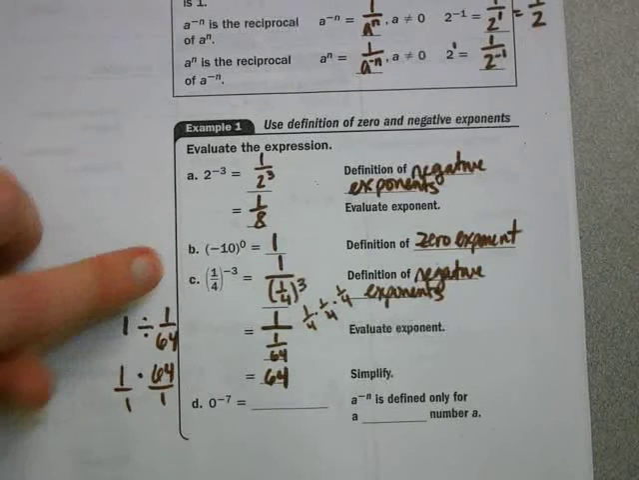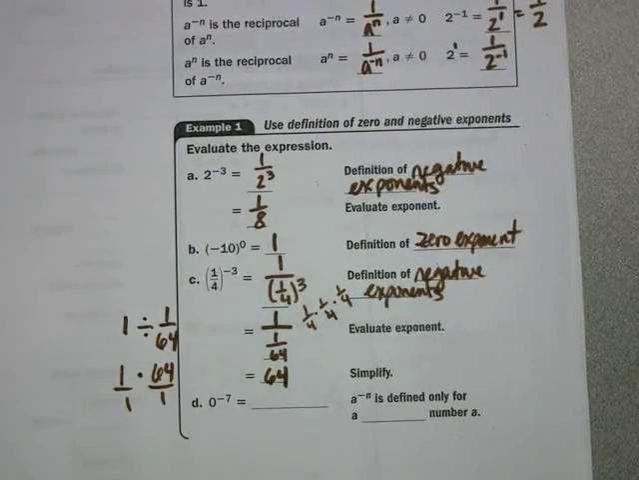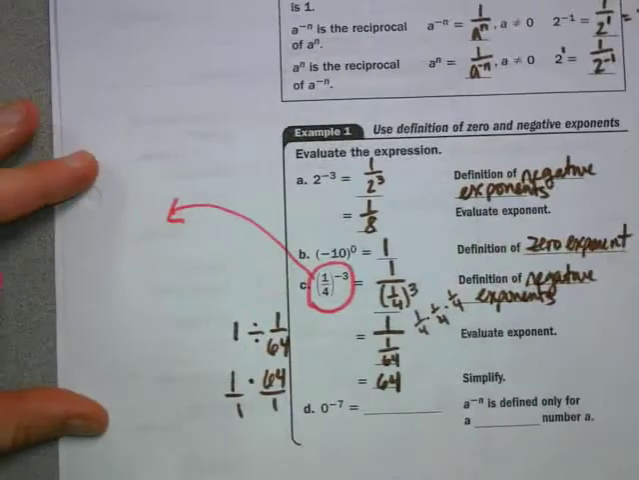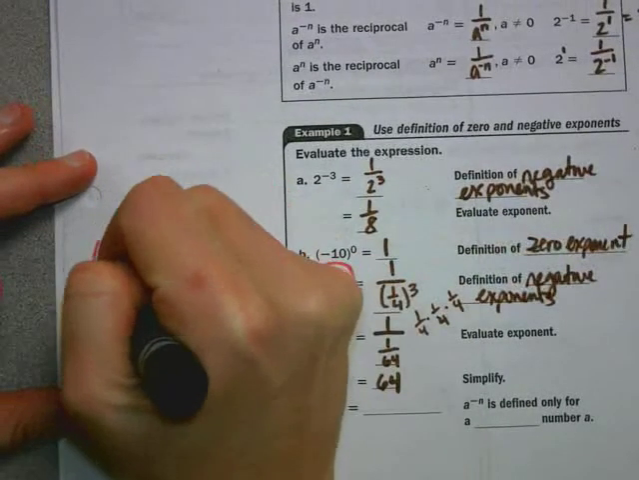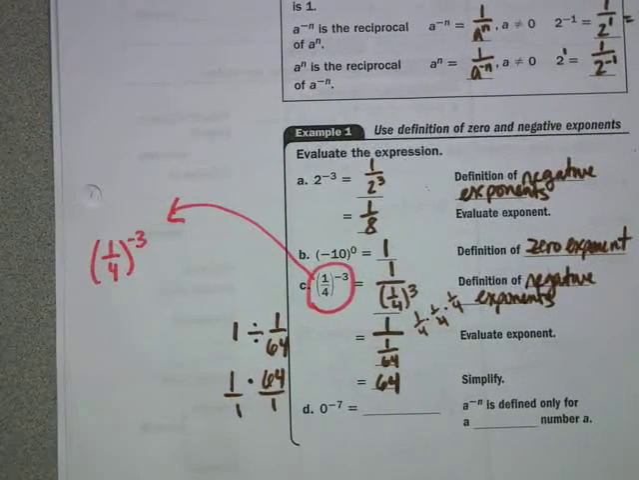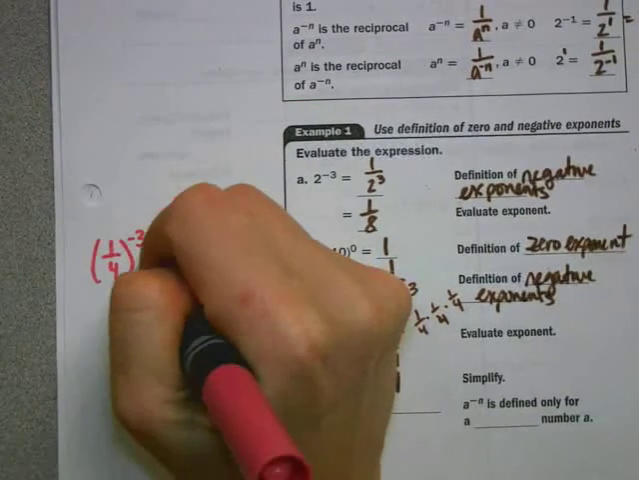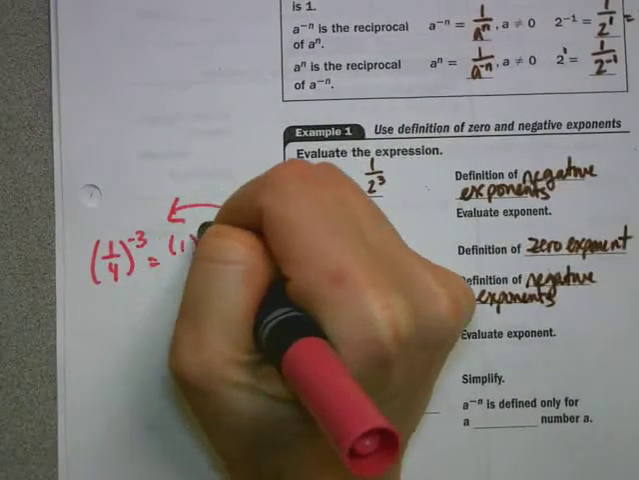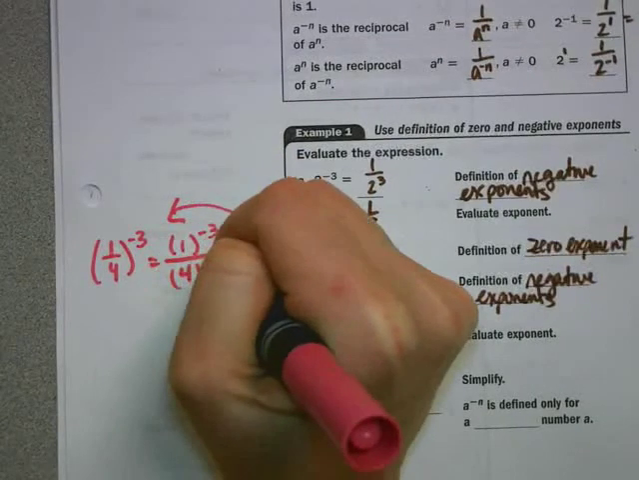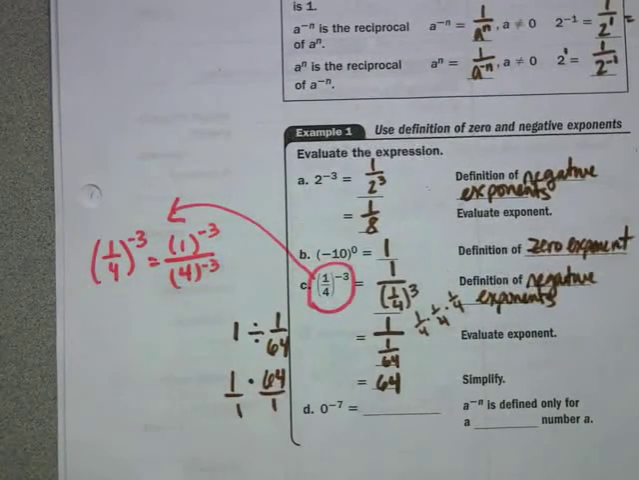Another way we could have done this one is over here. We're going to do letter C right here. So 1 over 4 to the negative 3 power. So I'm going to actually rewrite this as 1 to the negative 3 power over 4 to the negative 3 power. And I can do that because there wasn't adding or subtracting also in the problem. It was just a division problem.